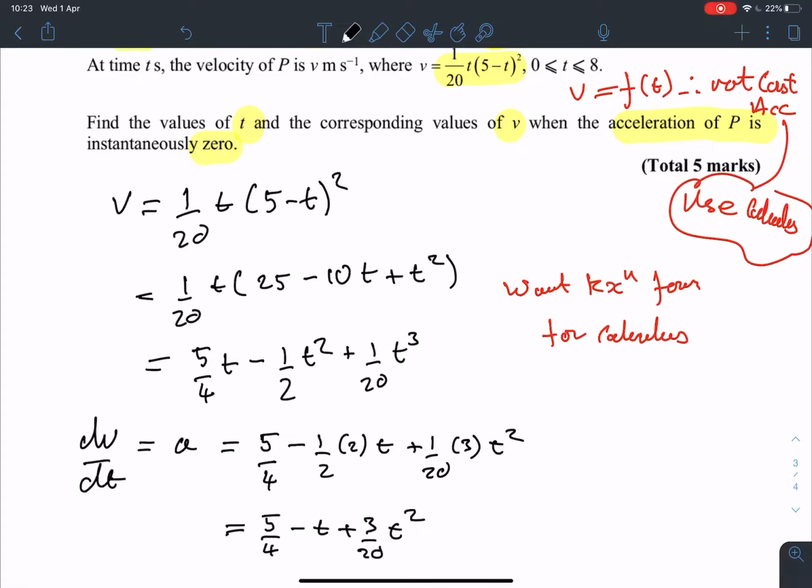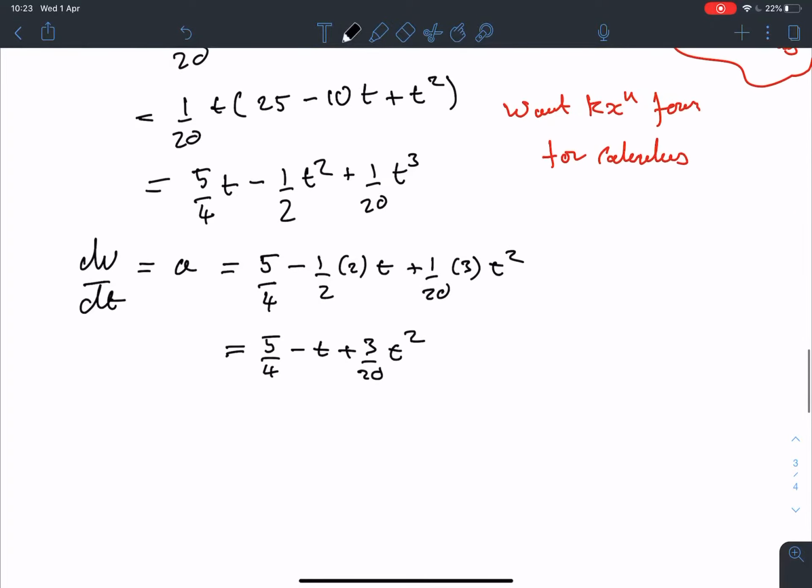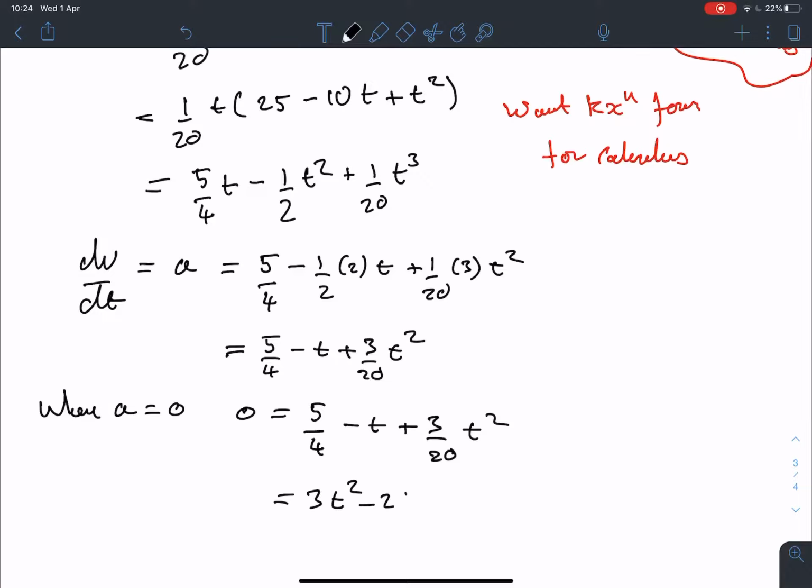When the acceleration of p is instantaneously 0, so when a equals 0, 0 equals 5 over 4 minus t plus 3 over 20 t squared. Let's get the quadratic in the form we prefer. Multiply that by the 20, so we get 3t squared minus 20t plus 20 over 4 is 5. 5 times 5 is plus 25.